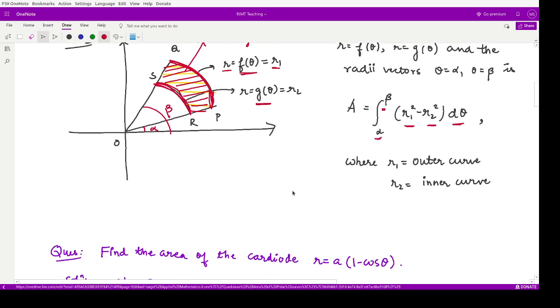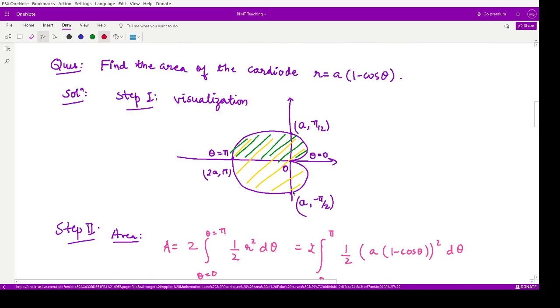So let us have a look at the question. The question is, find the area of the cardioid r equals a into 1 minus cos theta. So firstly, you have to see what is the given curve. For that you have to trace that particular curve. So here we have already traced this cardioid. It is a horizontal heart shape curve, right? So this point is a, pi by 2, and this point is a, minus pi by 2. This point is 2a and pi.